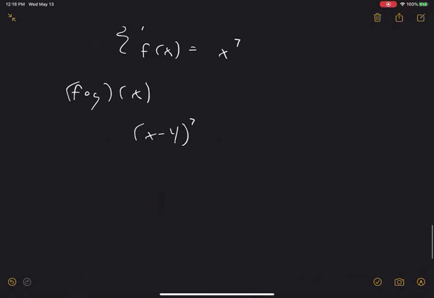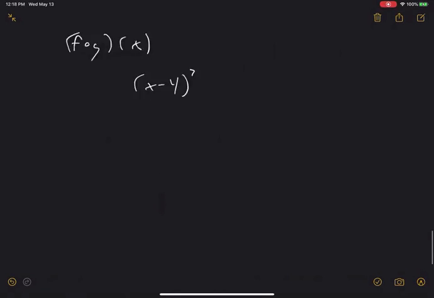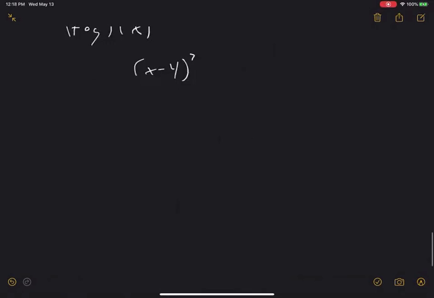Number 3 is the same thing, just different functions. And then we get into our U-substitution in number 4.